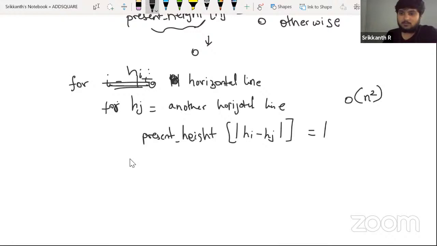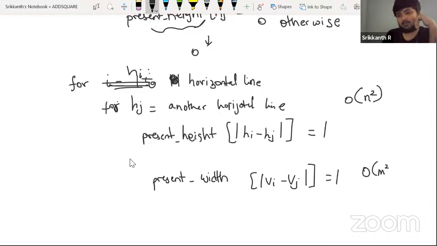And similarly, we can have a present width array for all Vi and Vj pairs. Again, enumerating that would be O of M squared. And we can use this information to calculate the number of distinct squares already present.